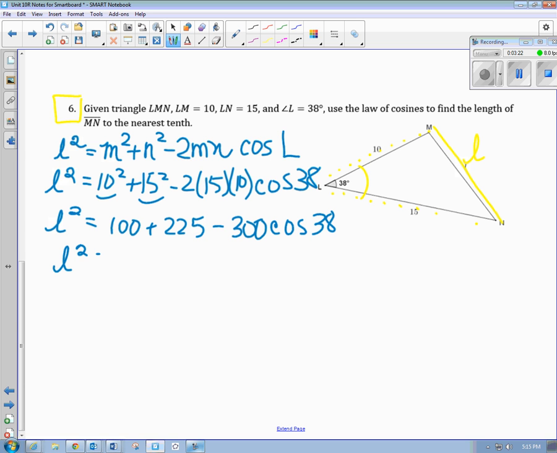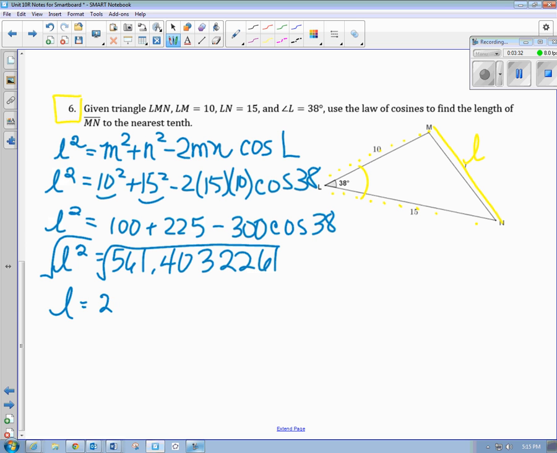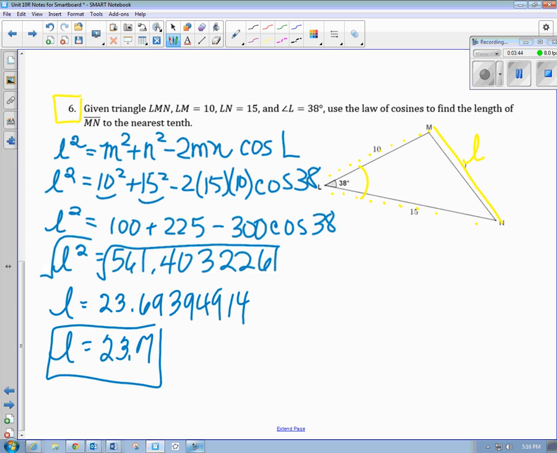And then from here, I'm going to type that in, and I get 561.4032261. Square root both sides to get the L alone, which gives me 23.69394914, which will give me 23.7, rounded to the nearest tenth. So kind of the same idea as law of sines, different formula, but the same idea as far as how we're using that.